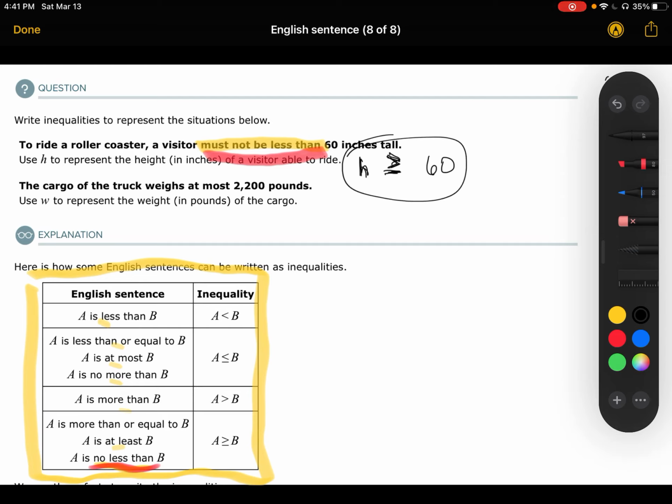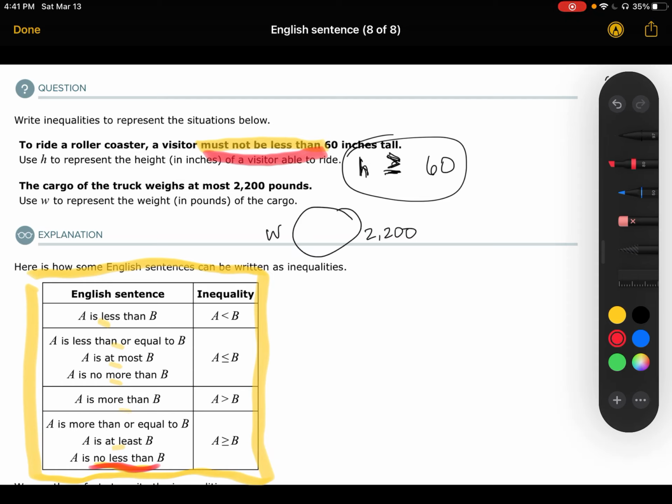Okay. So we're going to do the same thing again for the next one. The cargo truck weighs at most 2,200 pounds. W represents your variable for the weight. So you're going to say W and then something, right? You have to figure out what goes there, 2,200.